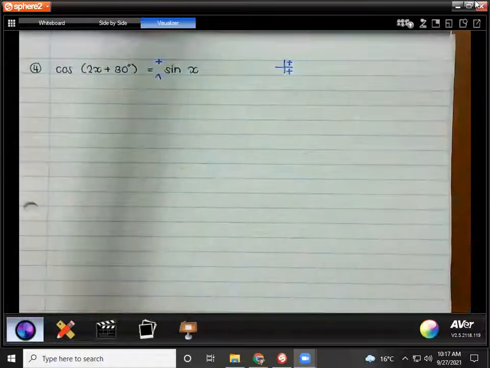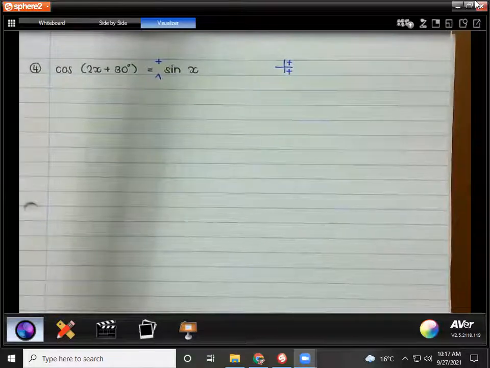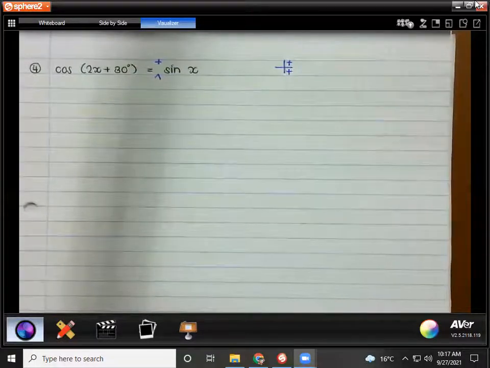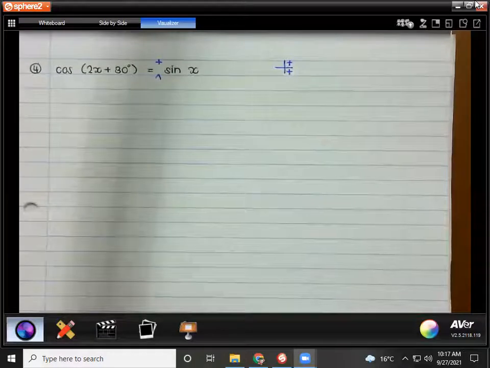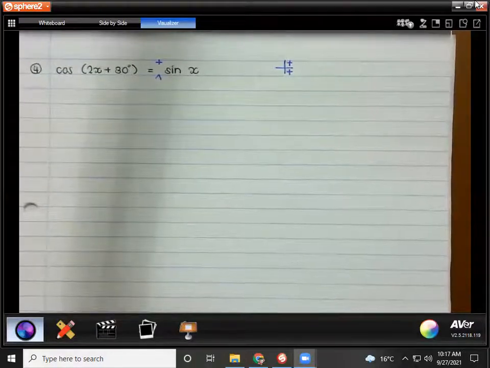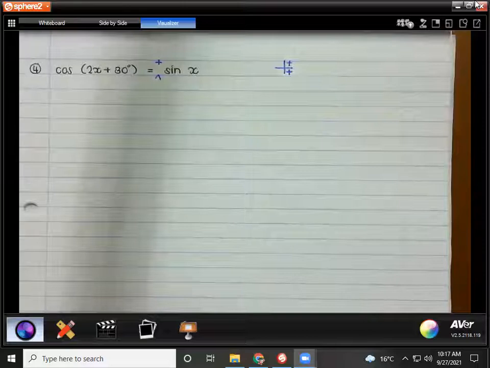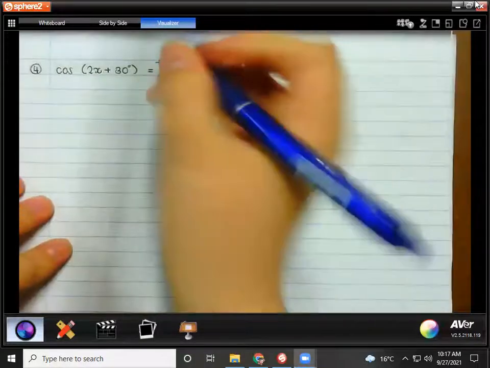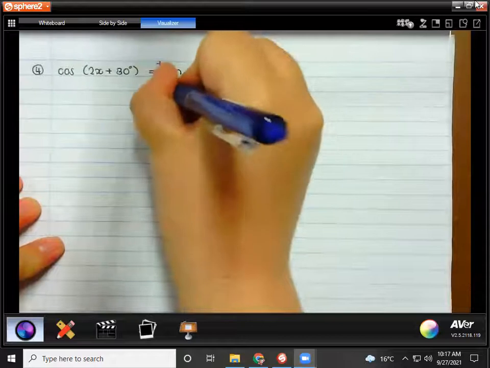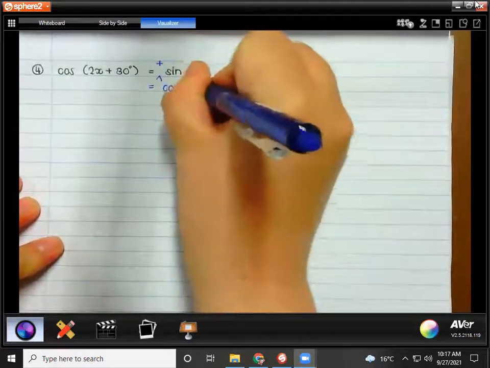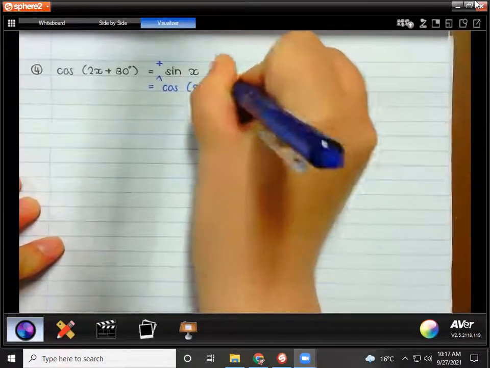You can only say that the second angle is the reference angle if you have cos equals cos, or sine equals sine, or tan equals tan. So how can I change sine x to cos of something? Cos of 90 minus x. Again, we have to use our co-ratios. Sine of x is equal to cos of 90 minus x.